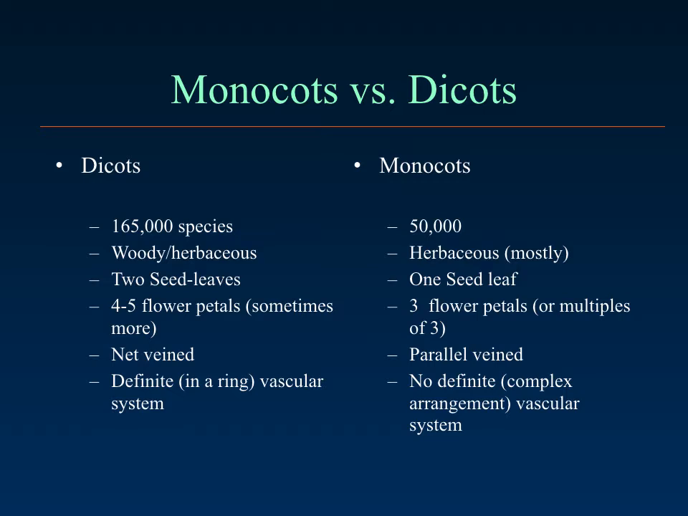Their flowers are usually in threes or multiples of threes. Their veins are parallel, and I'll show some pictures in a minute. Their vascular system is different. It is not defined in that ring, but it's a complex arrangement and it's scattered throughout the stem. I like to think of it as kind of like pepperoni is on a pizza.